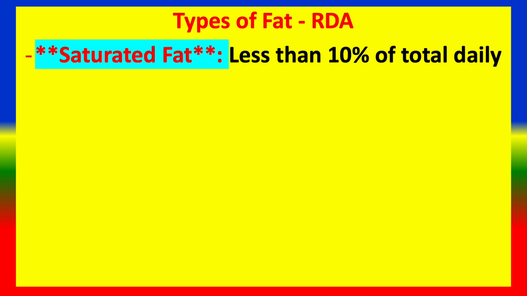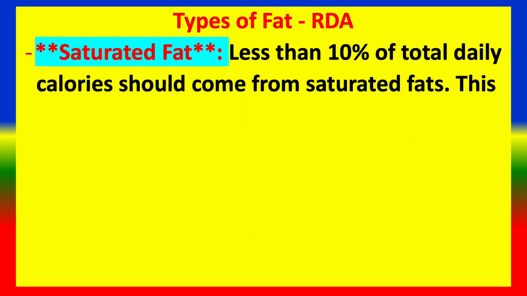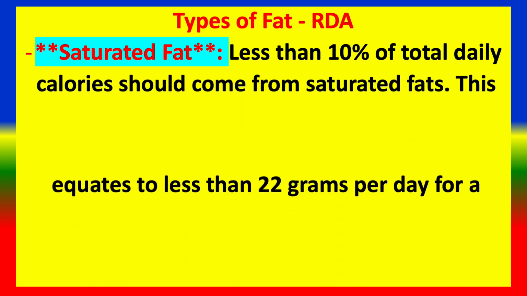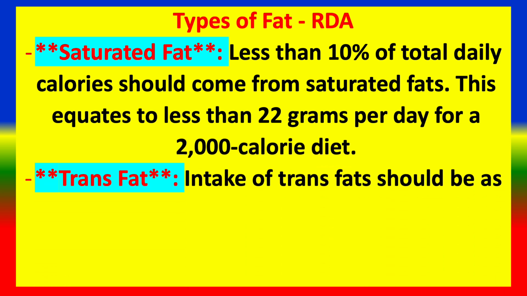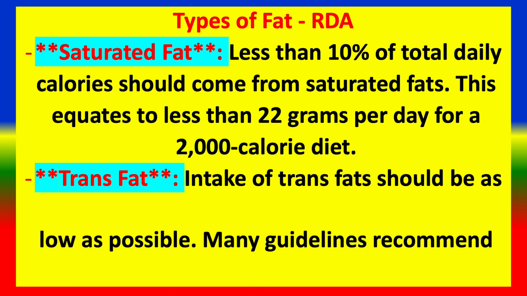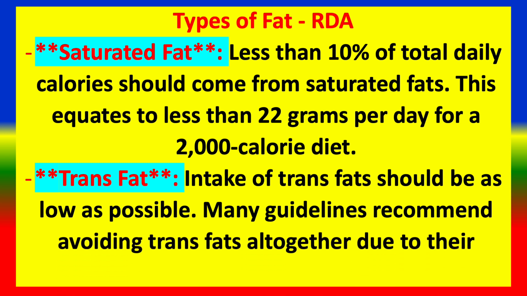Types of fat RDA. Saturated fat: less than 10% of total daily calories should come from saturated fat. This equates to less than 22 grams per day for a 2000 calorie diet. Trans fat: intake of trans fats should be as low as possible. Many guidelines recommend avoiding trans fats altogether due to their harmful health effects.